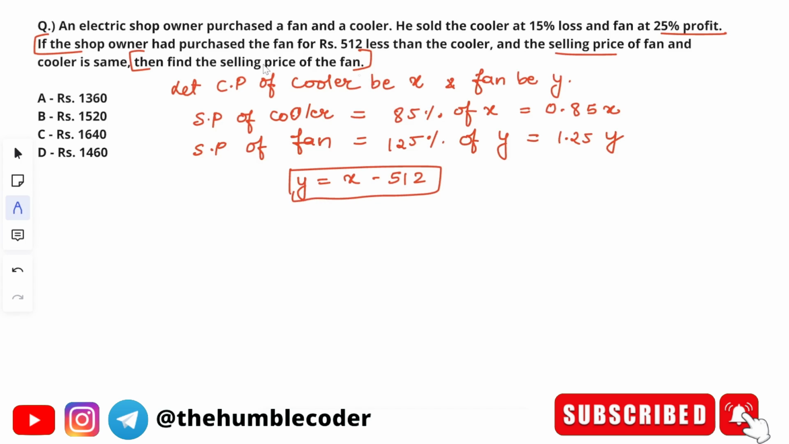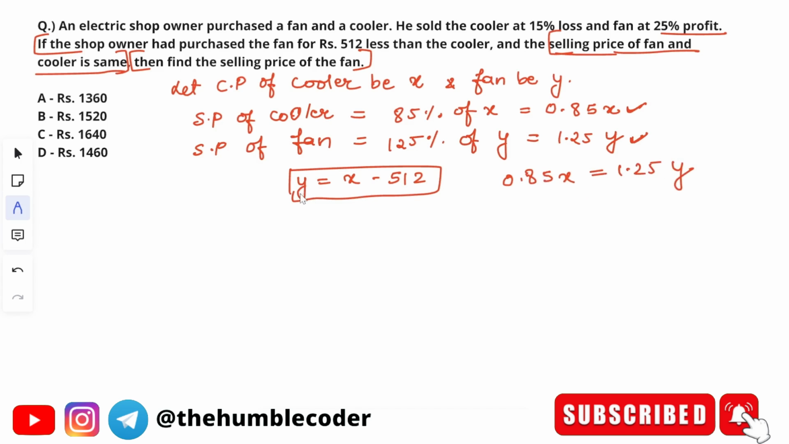Now there was one more statement told to us: the selling price of the fan and the cooler is the same. With this, we can say these two values are equal, right? Because these two are the selling prices of the cooler and the fan. So based on this statement, that the selling price of the fan and cooler is the same, we can write 0.85x equals 1.25y. Now this is one equation and this is another equation.